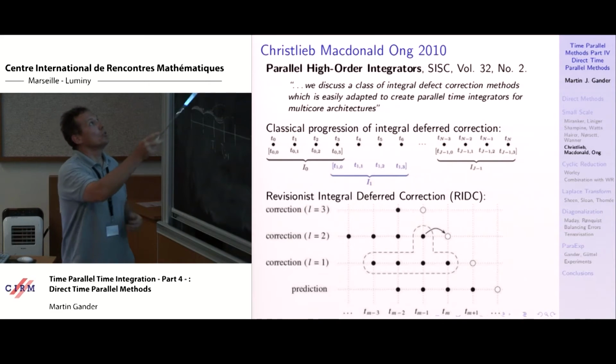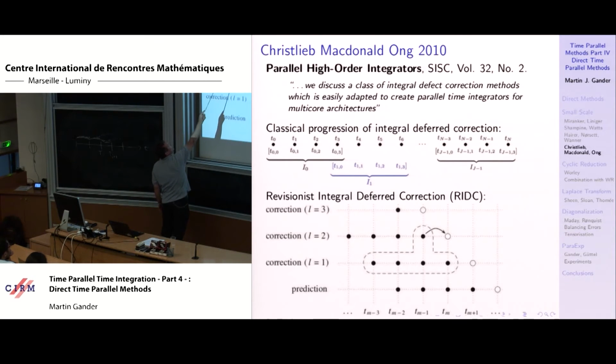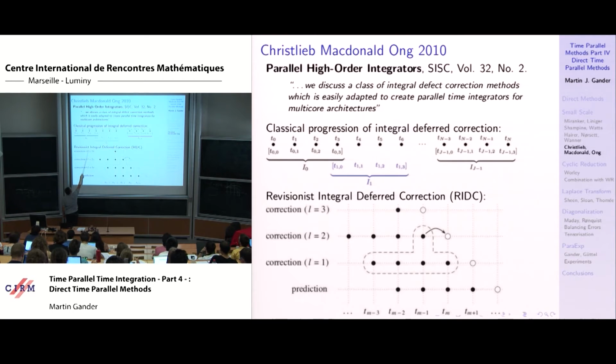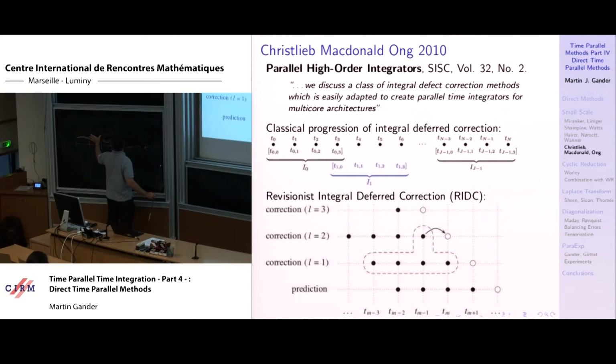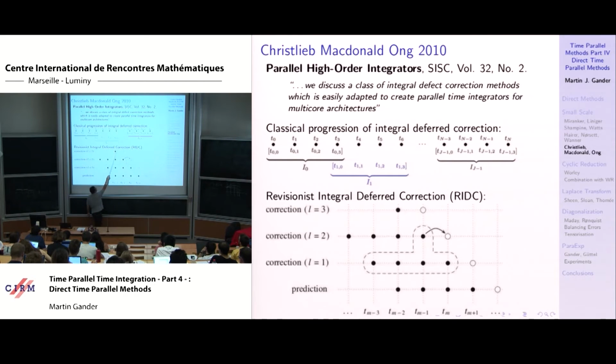So here is a cartoon of how we've seen spectral deferred correction usually works. You take, let's say, 3 Euler steps, and then you do the spectral deferred correction exactly like I was drawing it here. Then you go to the next, you do the spectral deferred correction, you go to the next, and so on. That's the classical way to use this.